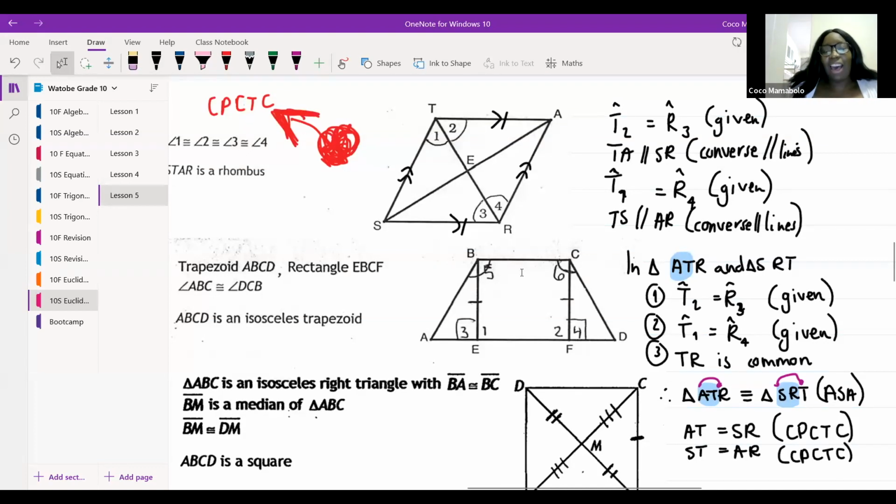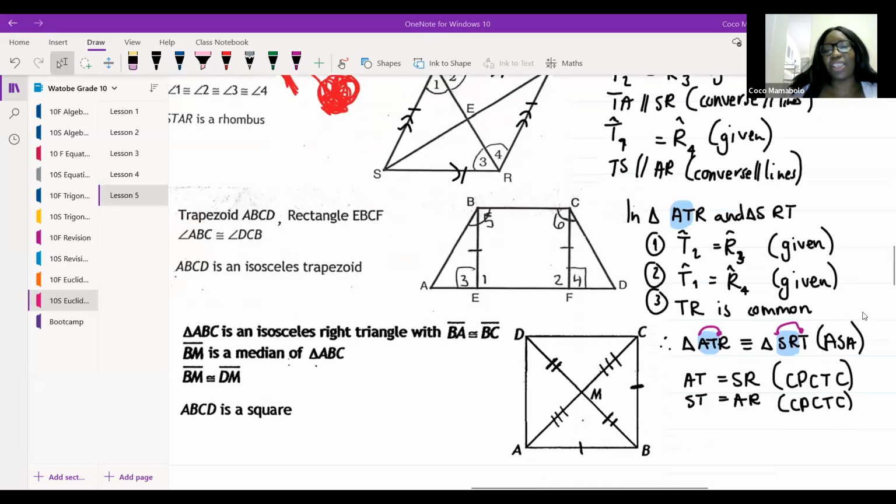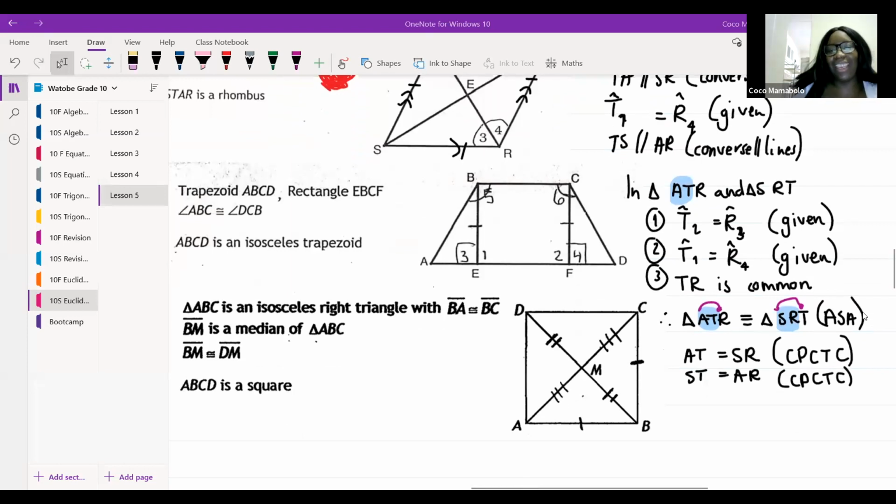Right, now look at what we have. We have enough information to prove that our quadrilateral is a rhombus, okay? Therefore, STAR is a rhombus. So it's all about knowing the properties, guys. It's all about knowing the properties, but we will get there, okay? It takes practice, guys. It really does take practice.